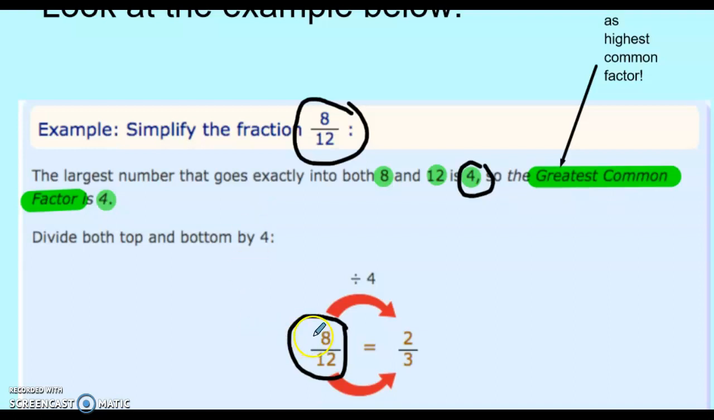So I would need to divide 8 by 4. Okay, divide the top number by 4, which 8 divided by 4 is 2. Whatever I divide the numerator by, I must divide the denominator by as well. So 12 divided by 4 is 3. So that means 8/12 is the same as 2/3. Okay, that would be writing it in its simplest form.